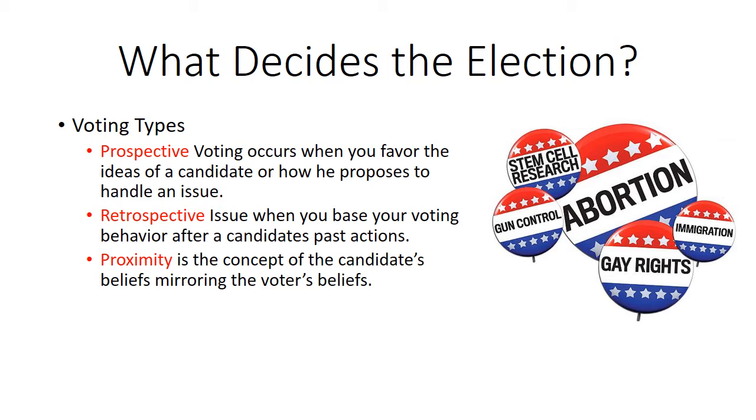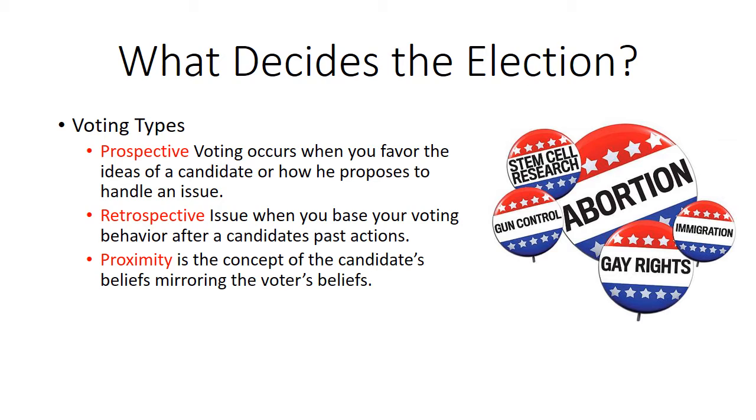Now, we have some voting types. Prospective voting occurs when you favor the ideas of a candidate or how he proposes to handle an actual issue. Retrospective voting is when you base your voting behavior on the candidate's past actions. So obviously the individual normally has to be an incumbent to be able to base it on that. Sometimes you can do that too if he served in a different position and then moves to a different one. Okay, proximity is the concept of the candidate's beliefs mirroring the voter's beliefs.